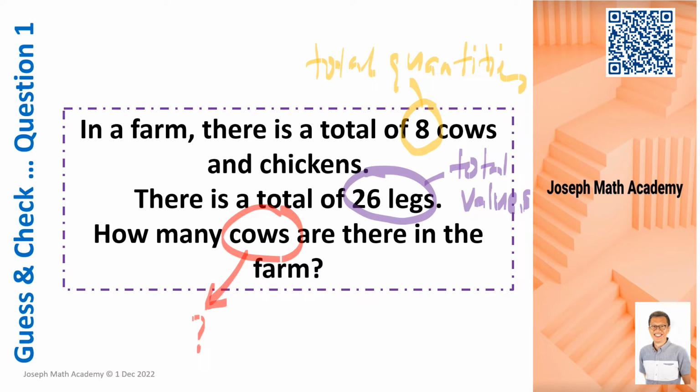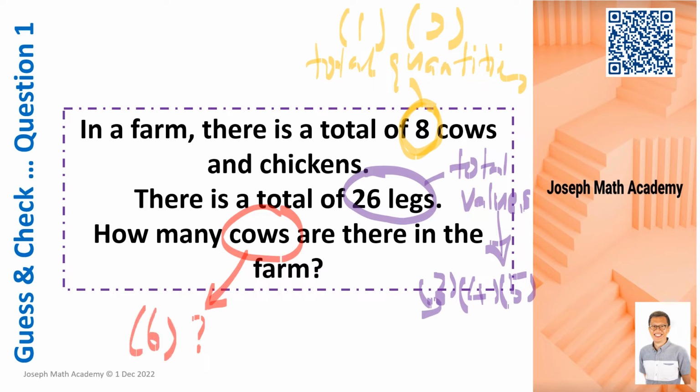So the total quantities, which is the number 8 here, will be our columns 1 and 2. And the total values, the 26 legs, will be our columns 3, 4, and 5. And we use column number 6 to check. So our column number 6 will help us to get our final answer. Let's look at the next slide. I will illustrate how to go about using guess and check by constructing 6 columns.